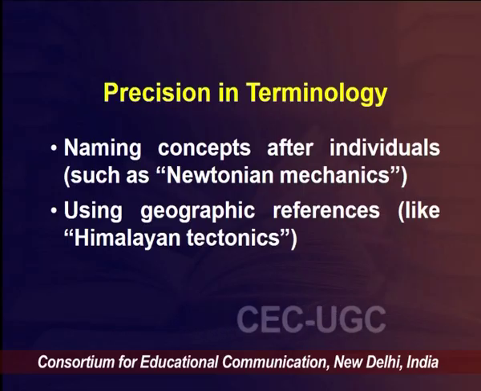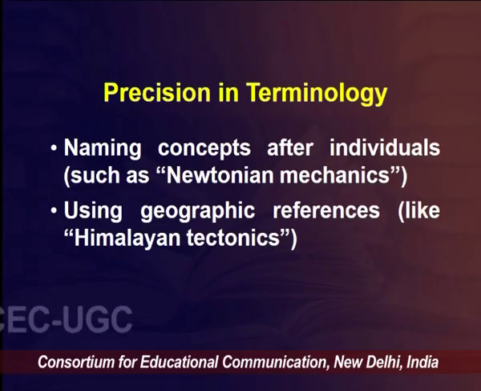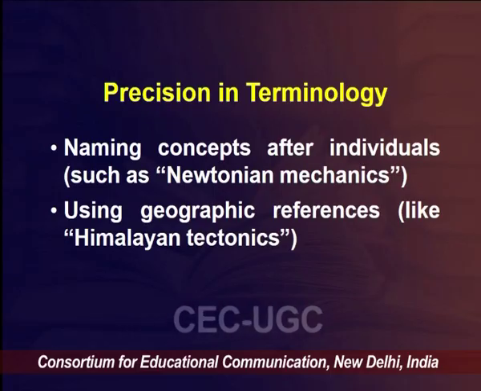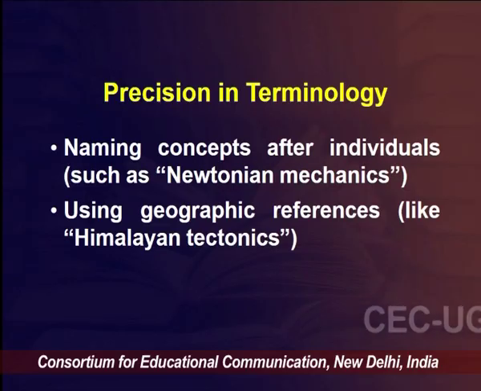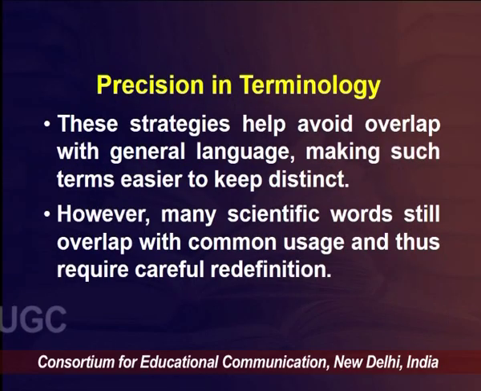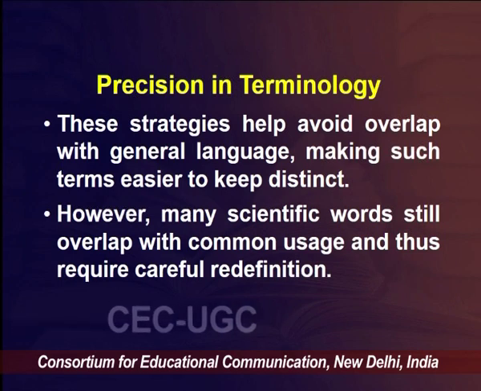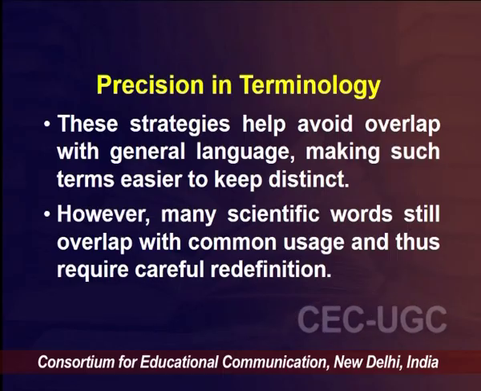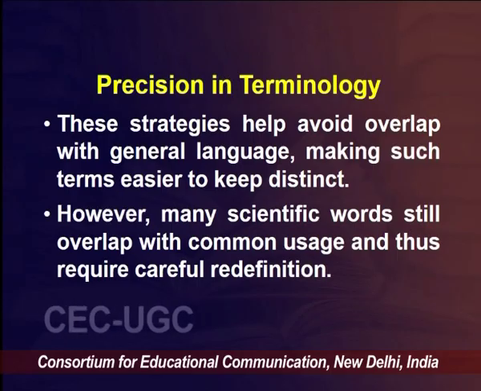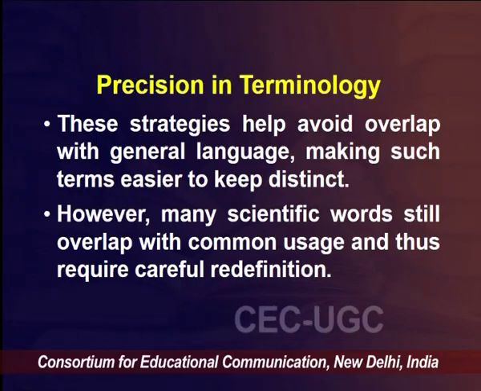Naming concepts after individuals is the second method to achieve precision. For example, from the physical sciences, you have Newtonian mechanics. The third is using geographical references like Himalayan tectonics. These strategies help avoid overlap with general language, making such terms easier to keep distinct. So, scientific terms differ from the common sense or layman's understanding by using a set of strategies to achieve precision in terminology. However, many scientific words still overlap with common uses and thus require careful redefinition.